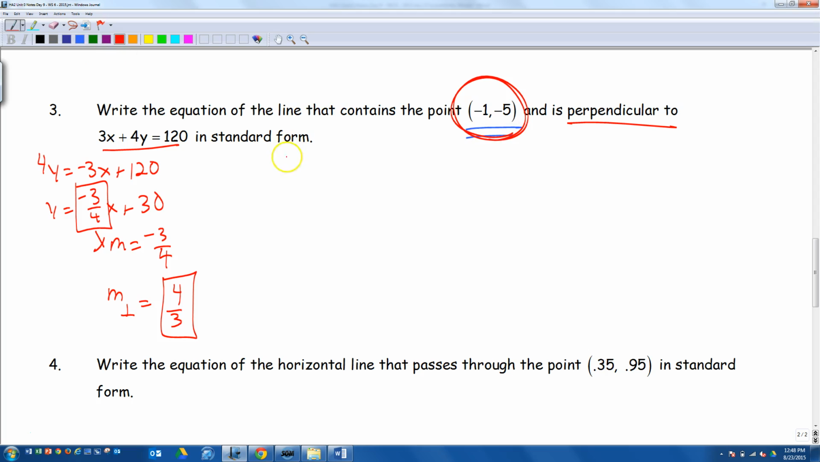Now we do the whole thing. We start with point slope form, and we just write it out. y opposite of that point, which is +5, is equal to our perpendicular slope times (x plus 1). That's that. I need to get to standard form, so I am going to manipulate this a bit. You don't have to stop at slope-intercept form. We'll probably get it into slope-intercept form, but we don't have to stop and box that.